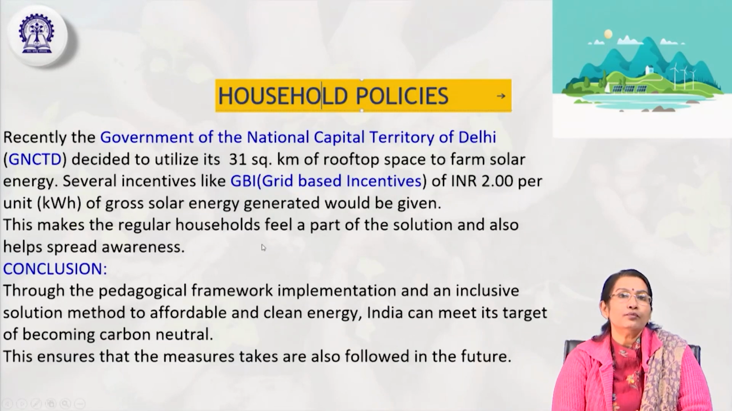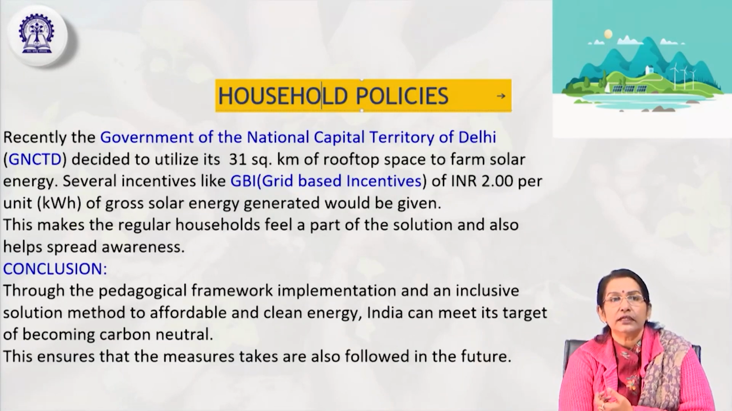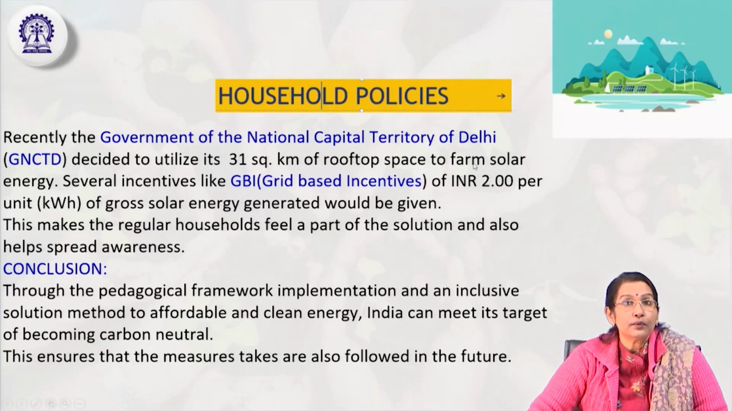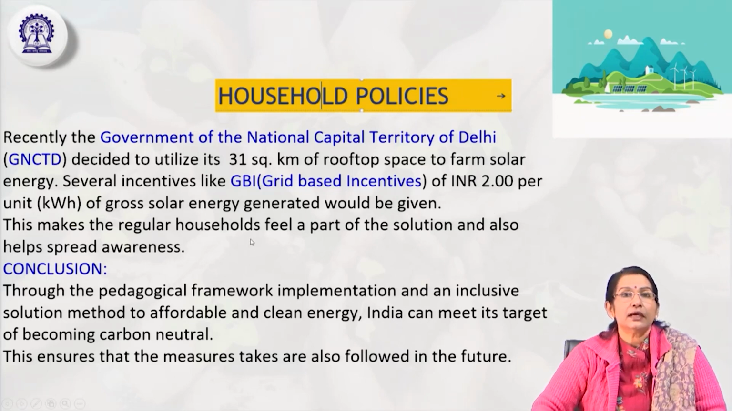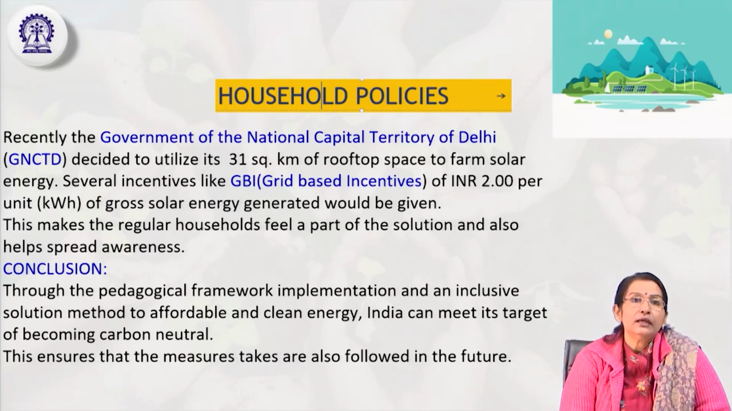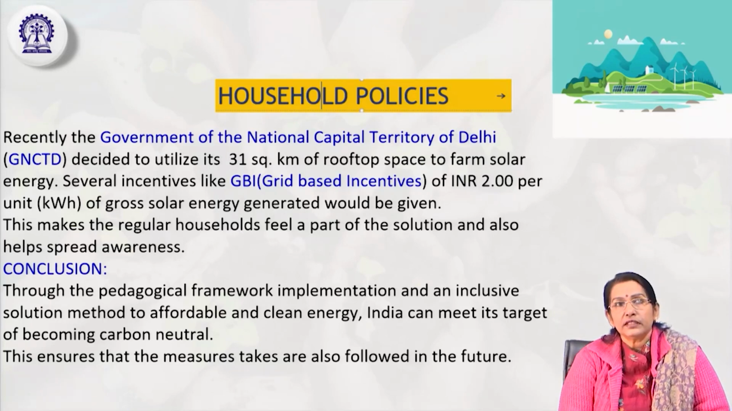Here, on household policies, the Government of India and the National Capital Territory of Delhi have already introduced grid based incentives. For example, they decided to utilize 31 square kilometers of rooftop space for farmers to farm solar energy. Several initiatives, like the grid based incentive of ₹2 per unit of gross solar energy generated, will be given to households. This makes regular households feel that they are part of this solution, and that this solution has been brought for them, for their help. So, this kind of awareness can be spread.